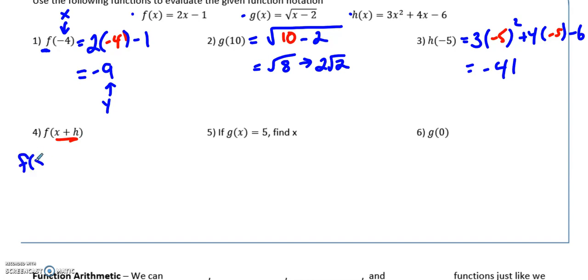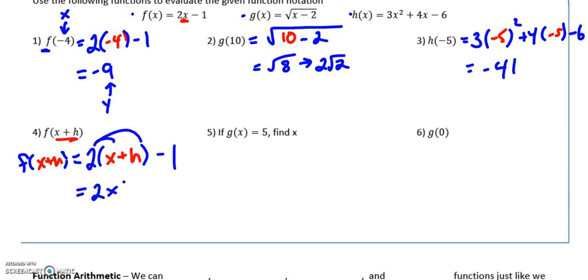So if I have f of x plus h, let me change the color there. Let's make it a little more red. There we go. This is going to equal, well, f is 2 times something minus 1, and all I'm doing is replacing the x with x plus h. At this point, I just distribute. I get 2x plus 2h minus 1, and that's my final answer. There's nothing more I can do to simplify that expression.